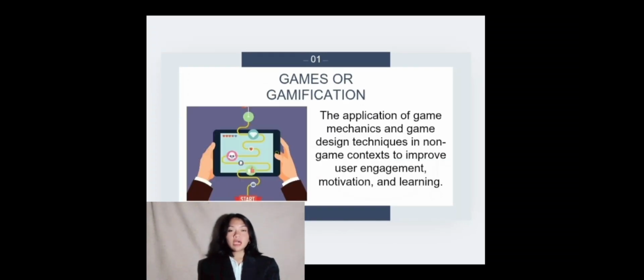So next is games or gamification. It is the application of game mechanics and game design techniques in non-game contexts to improve users' engagement, motivation, and learning.